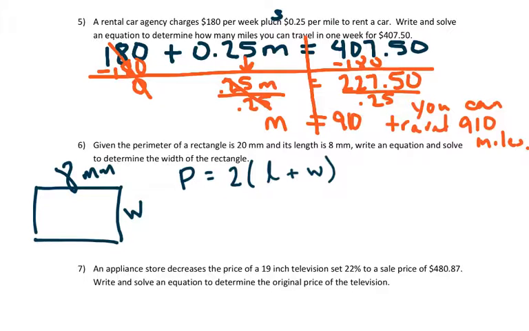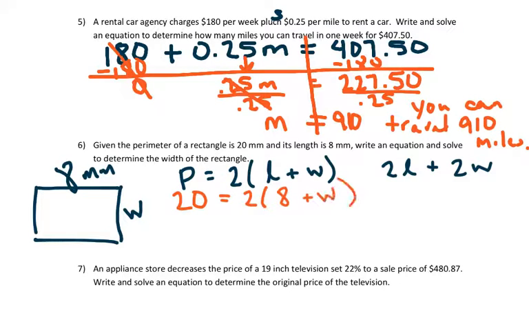Another way we could write that is 2L plus 2W. So if you wanted to do it that way, you could. Or you could say that you add up all the sides, so that's L plus W plus L plus W. So all of those are equivalent. Let's go ahead and plug in the numbers that we know. We were told that the perimeter is 20, so I'm going to plug 20 in for P. We know that the length is 8, so I plug 8 in for L, and that's all we know.